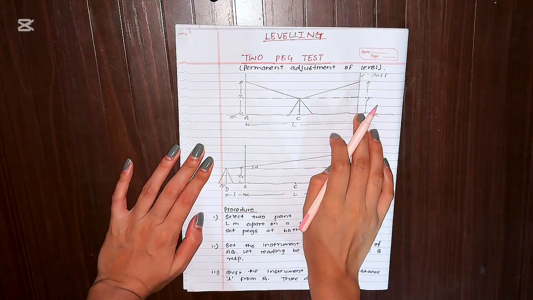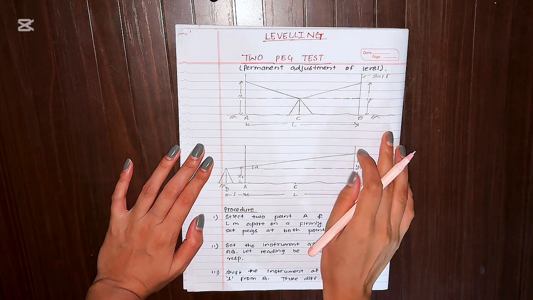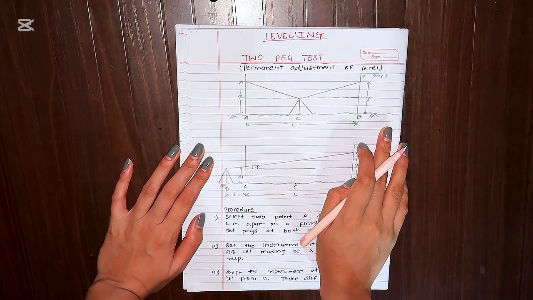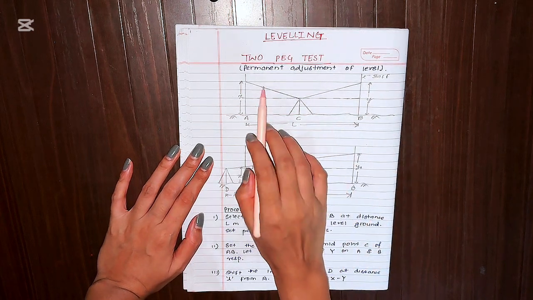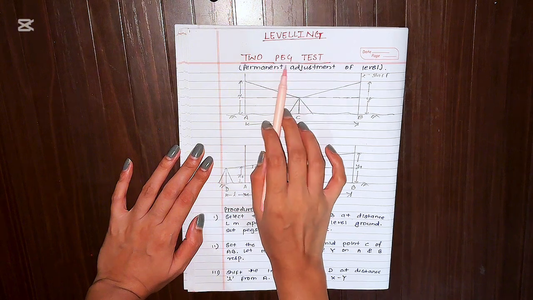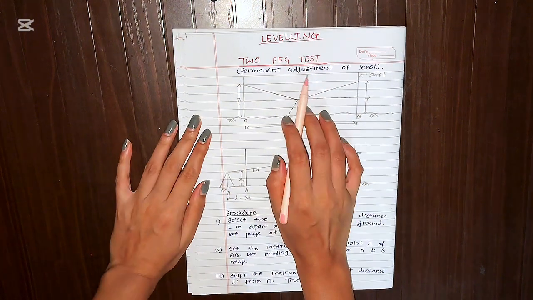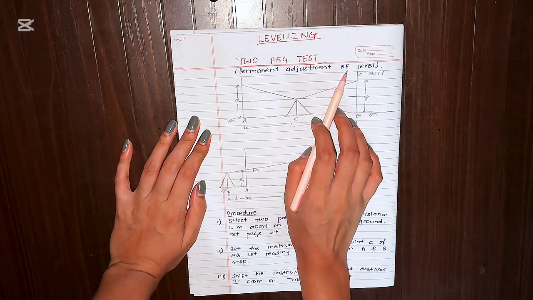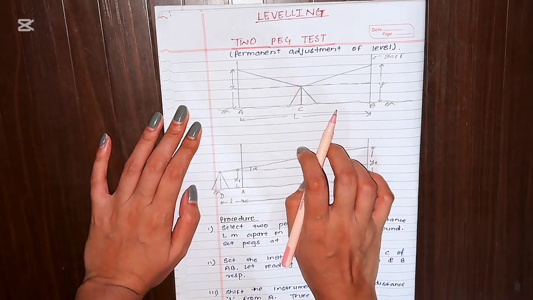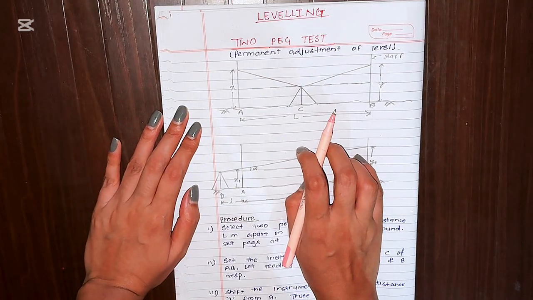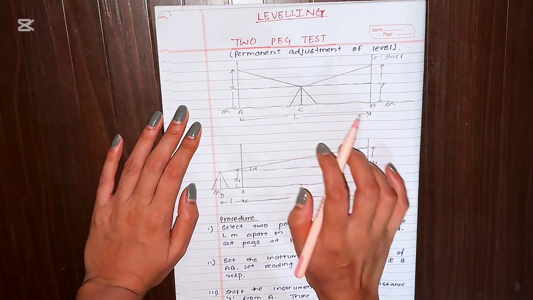So today we are going to study the theory part of the two-peg test, and also we will solve a numerical on the topic of two-peg test. This two-peg test is a topic from the chapter leveling. This is actually a permanent adjustment of the levels. It is carried out before we start any leveling work on the field to ensure the instrument is in good position or not.